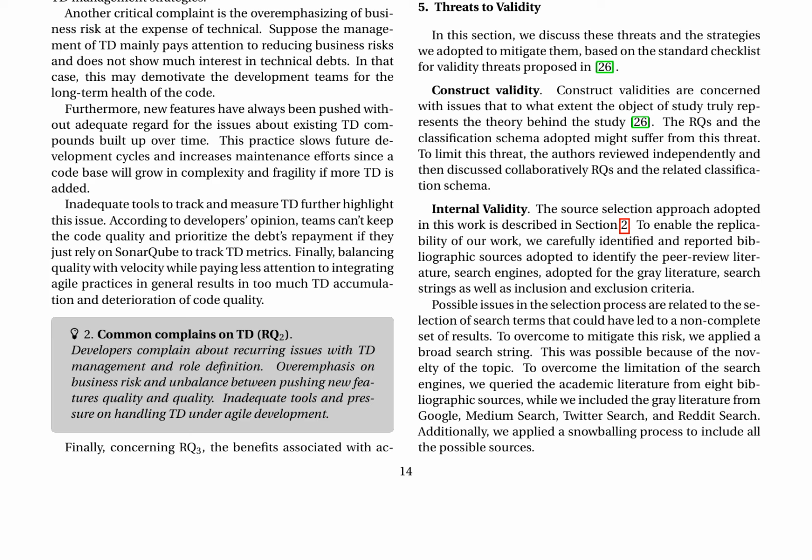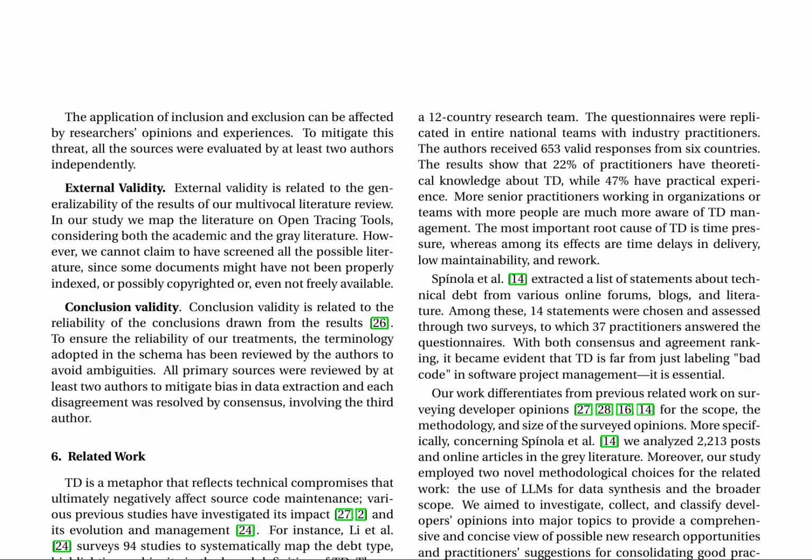Finally, the paper discusses threats to validity, including construct validity and internal validity. It outlines strategies to mitigate these threats, such as independent review and collaboration among authors, broad search strings, and snowballing processes to ensure a comprehensive set of results. The paper discusses the application of inclusion and exclusion criteria in a multivocal literature review on open tracing tools, considering both academic and gray literature. It highlights the importance of mitigating threats to validity, such as researcher opinions and experiences, by evaluating sources independently. The study also addresses external validity, conclusion validity, and related work in the field of technical debt.